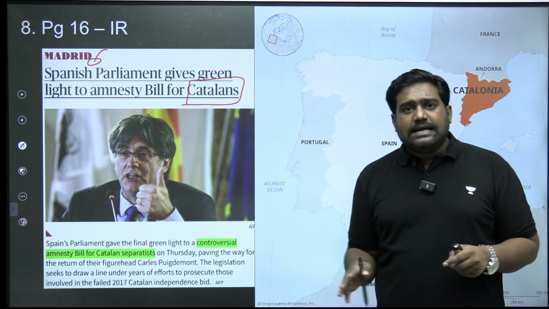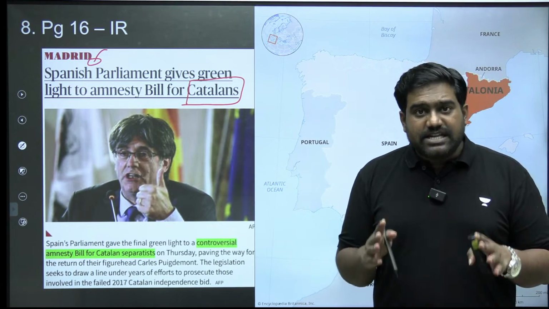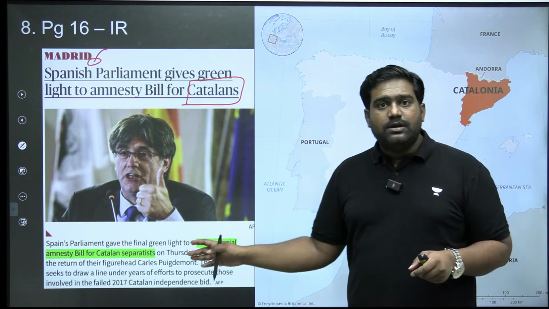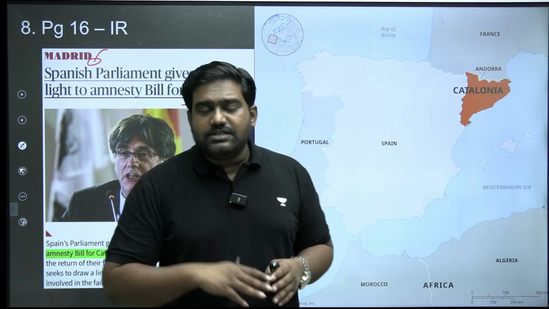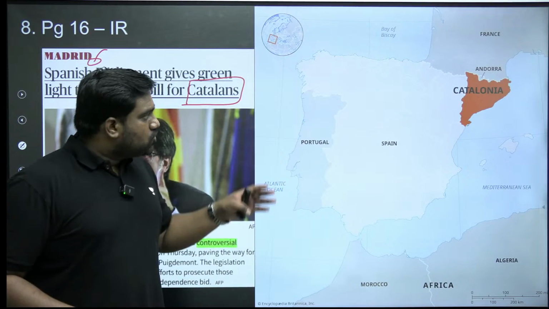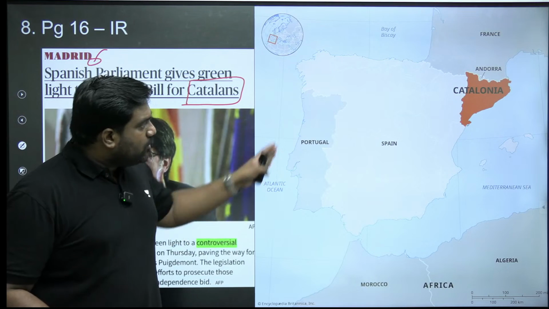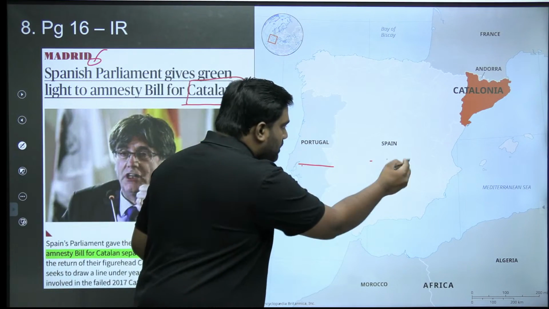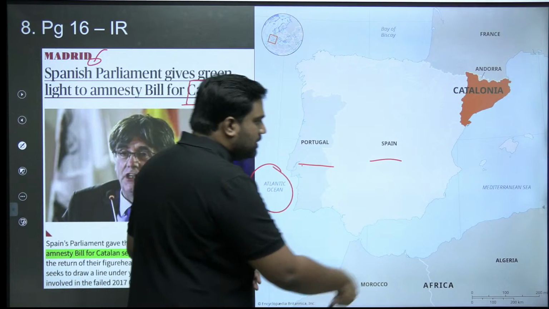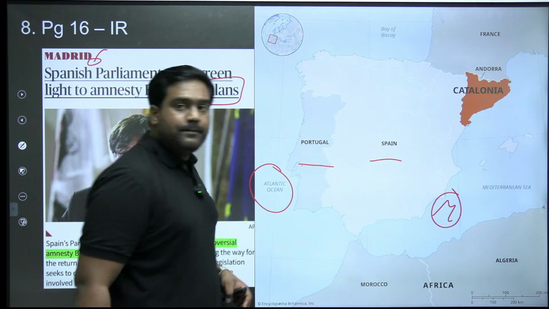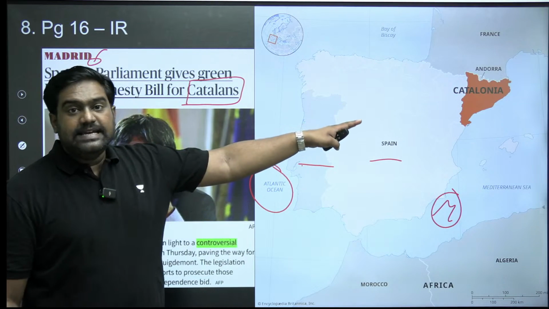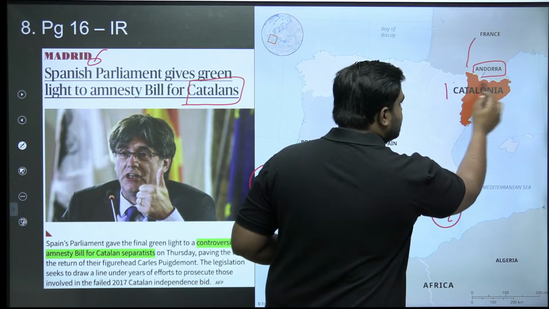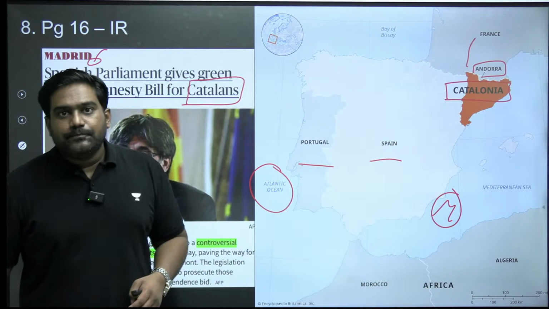The Spanish Parliament has approved an amnesty bill, which is very controversial. It is giving amnesty to the Catalan separatists who have been fighting for Catalonia's independence from Spain. All right. So where is Catalonia located? Here you can see the Iberian Peninsula on which Portugal and Spain are situated. You can see the Atlantic Ocean over here, the Mediterranean Sea over here. In the northeast part of Spain, bordering France and Andorra, this is where Catalonia is located.